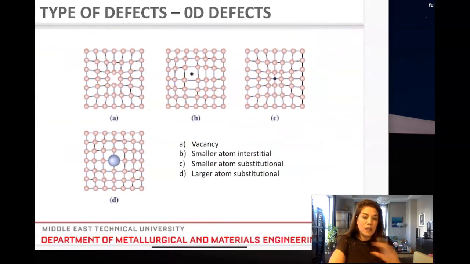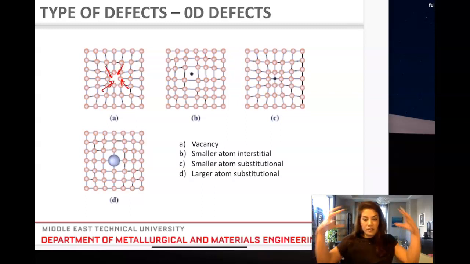Okay. So to summarize the types of zero-dimensional defects, we can have a vacancy, an interstitial atom, or a substitutional atom. A substitutional atom can be either a little larger or a little smaller than the original atomic radius. What you see here in this picture is the crystal's response to that defect. In the case of a vacancy, since there is no atom holding the lattice structure, the stress is directed toward it. So the crystal collapses into those vacant sites. There is a force inclined toward those empty spots.